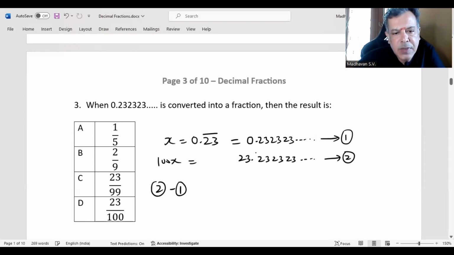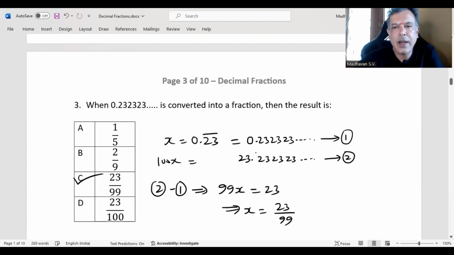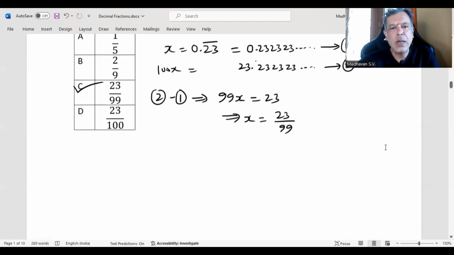Second equation minus first equation, we will get on the left hand side 99x. And here 0.232323 gets cancelled in both. So you get only 23, which means our x will be 23 by 99. That means option C is the right option. Let us move on to the next one.